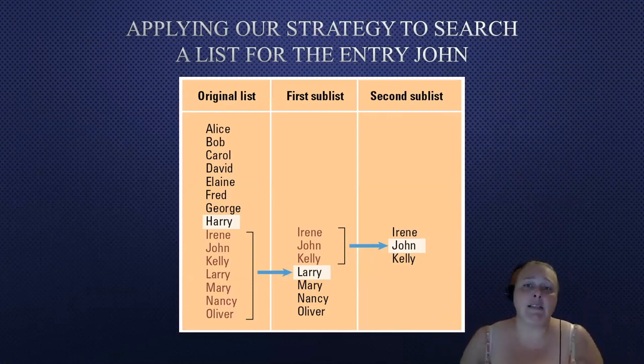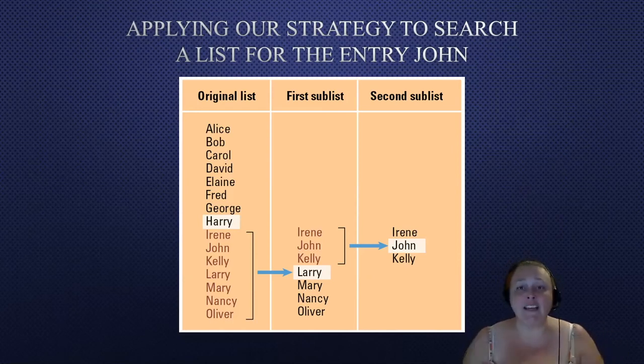So I'm going to take the list and break it up into 2 halves. I've got the first half starting with Alice, the second half starting with Irene. So I'm going to look for John. Now, is John going to come in the section that is Alice or the section that is Irene? It's going to come in the section that's Irene because J comes after I. So you're going to take that sublist now and create a second sublist.